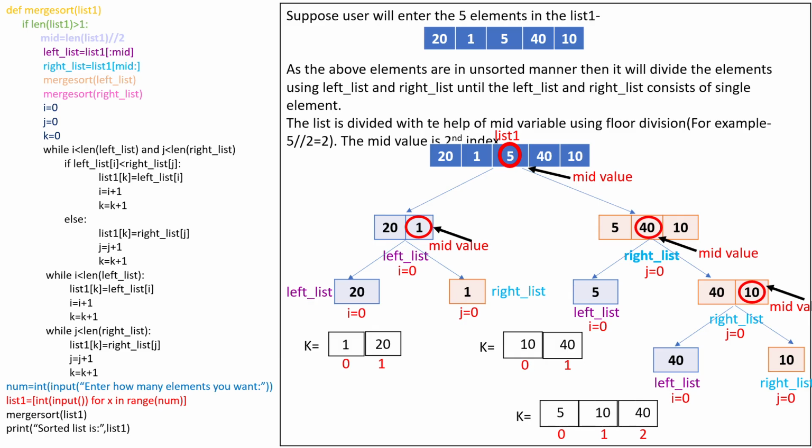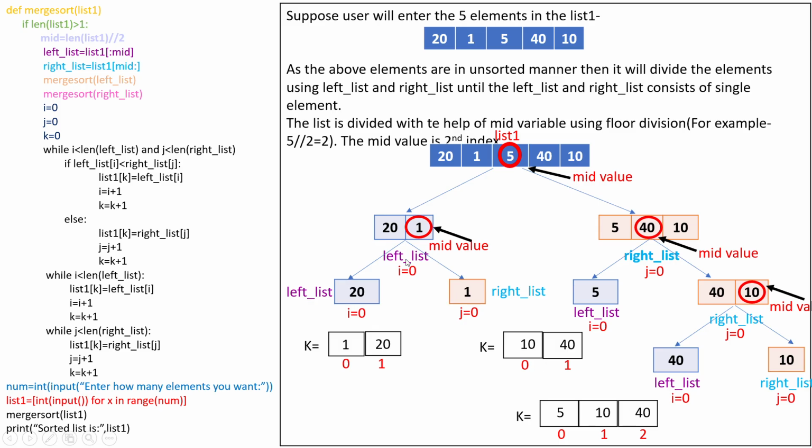Now what we will do is this particular left list, that is 1 and 20, will be merged with this particular right list. Now this right list has the sorted elements 5, 10 and 40.